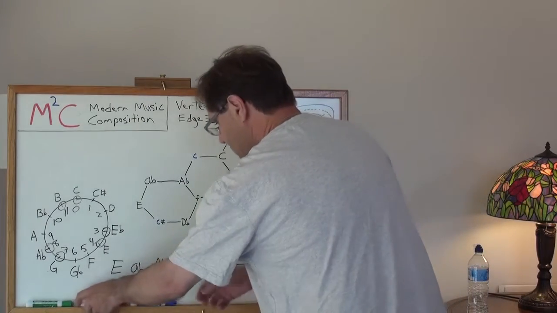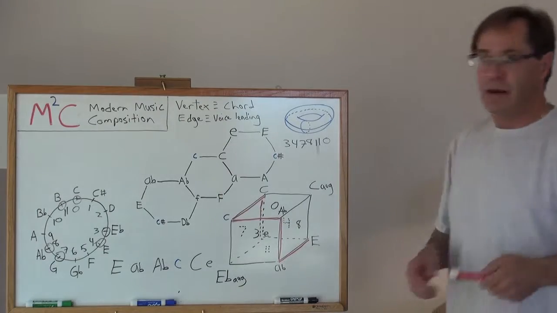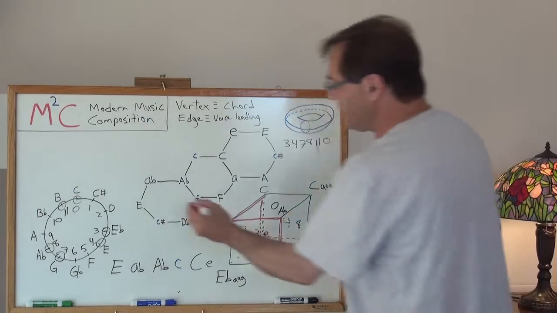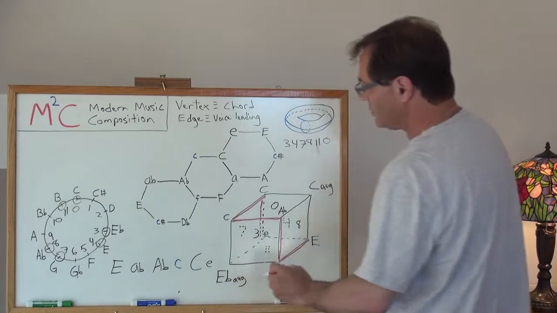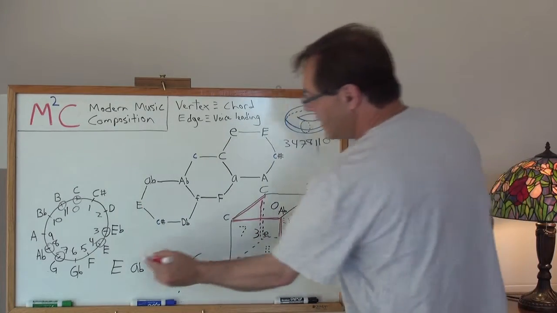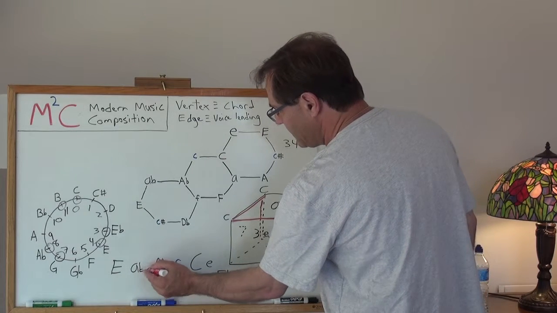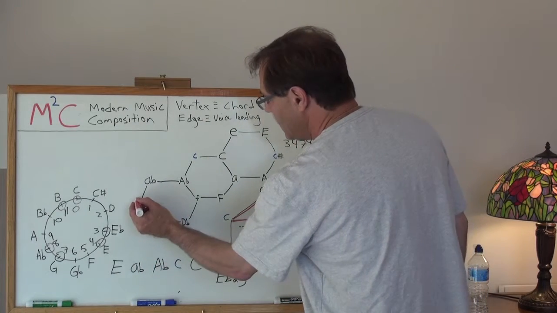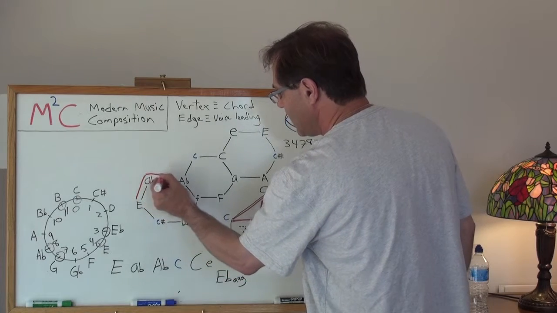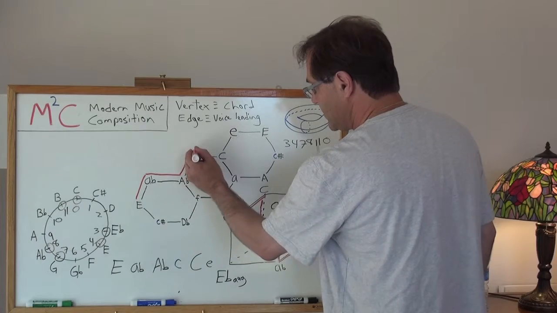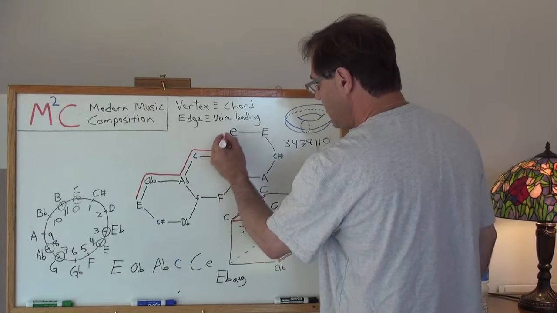Well, let's take a look at our chicken wire representation. If I start with E, lo and behold, look what's happened here. E, A flat minor, A flat major, C minor, C major, E minor.